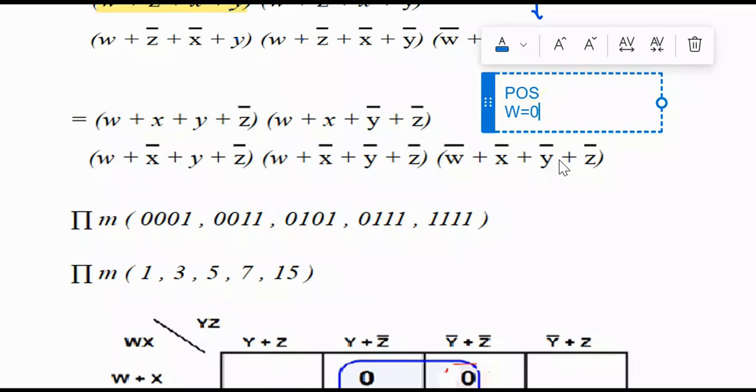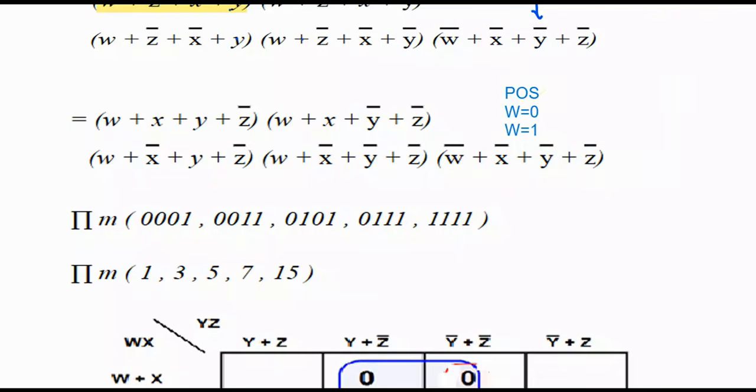W को क्या लिखते हैं? 0. और W bar को क्या लिखते हैं हम? 1 लिखते हैं. यह सिर्फ एक example है. Like that, by considering this term, you need to write this one. तो W है यहाँ पे, ये वाली term देखो, okay?